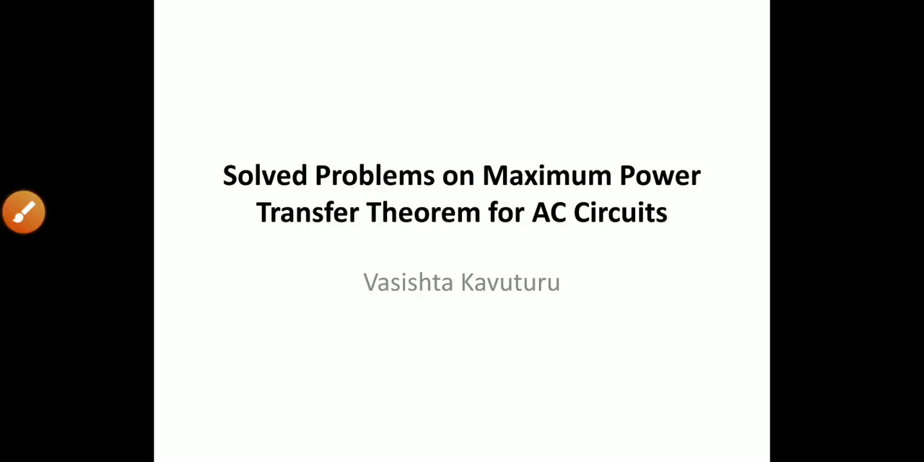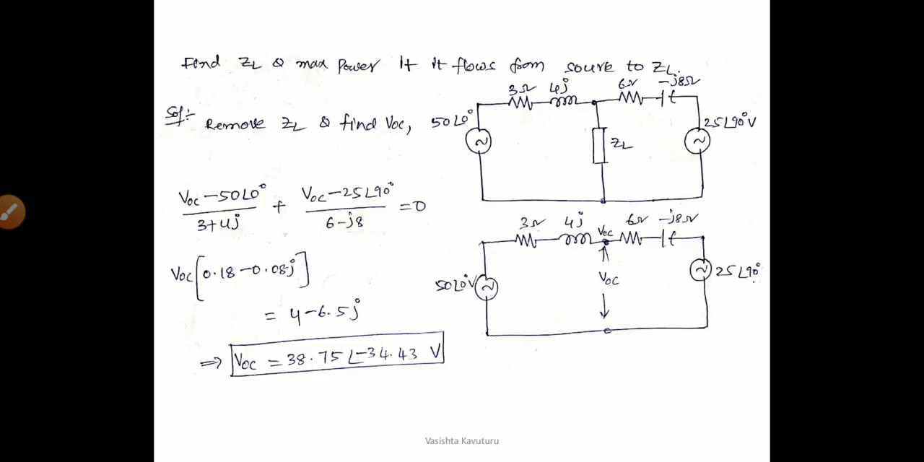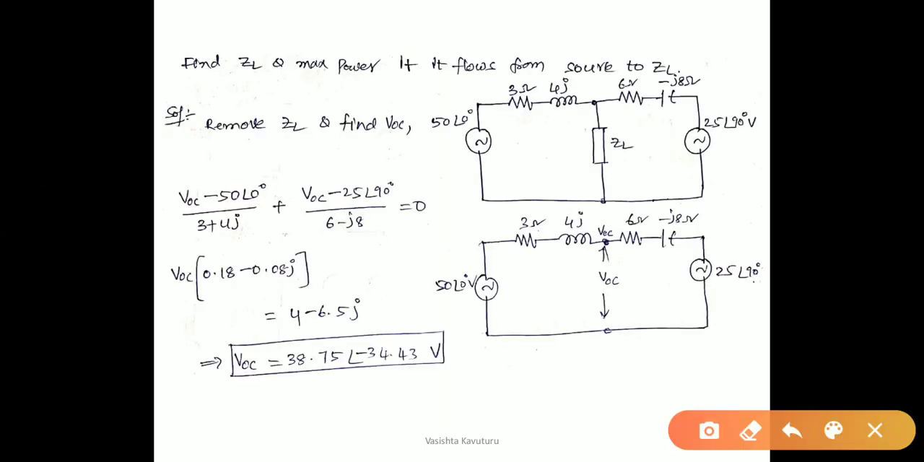In this video, we will see some solved problems on maximum power transfer theorem for AC circuits. First problem is find the load impedance ZL and the maximum power if it flows from source to load impedance. Since it is an AC circuit consisting of two voltage sources 58 angle 0 and 25 angle 90 degrees, and at the middle load impedance is connected.